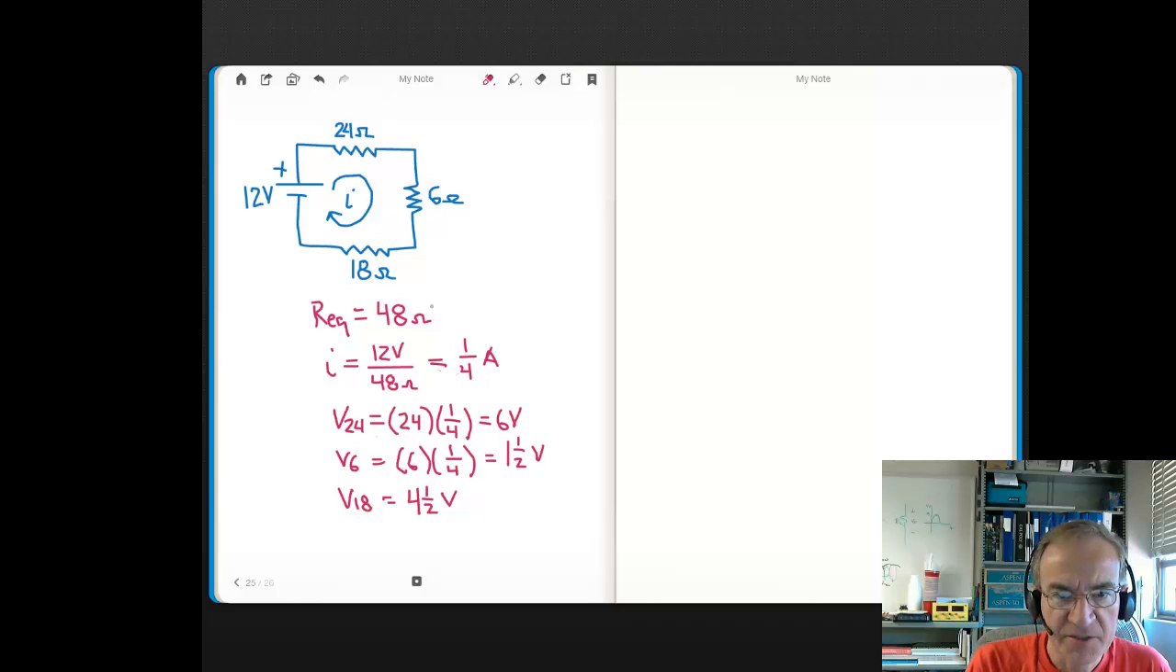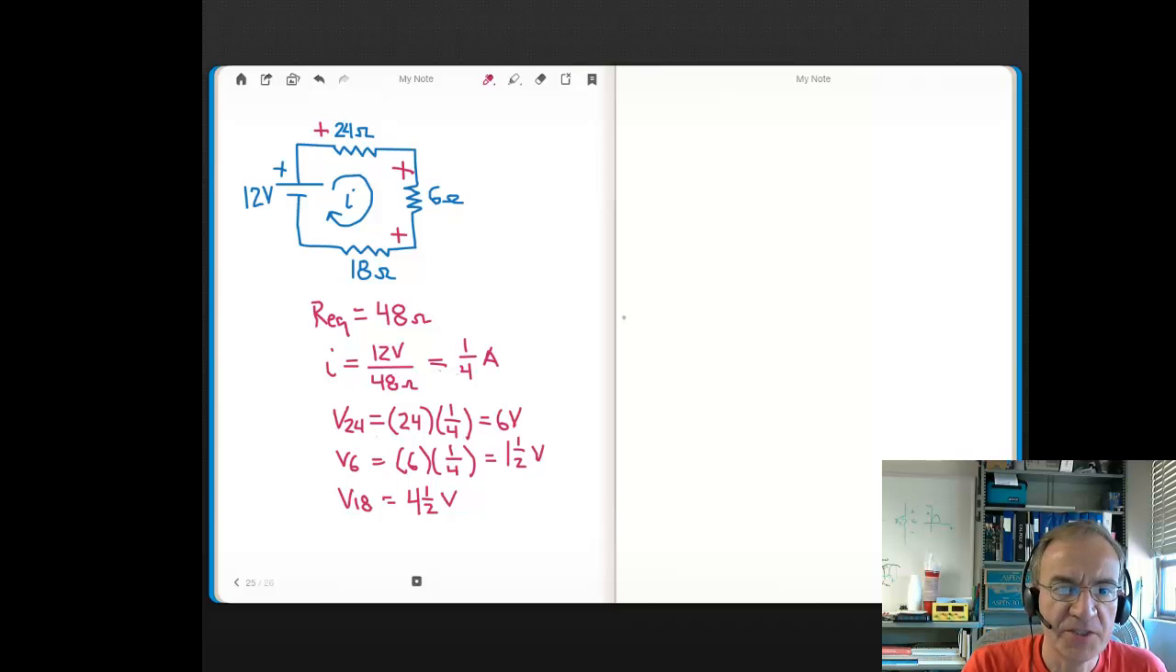Now, also, just to be complete here, let's put in the polarity of the voltages for the resistors on the diagram. So remember, higher voltage for resistors is always on the end where the current enters. Okay, so that's what our polarities would look like. Okay, so you see those are our answers.